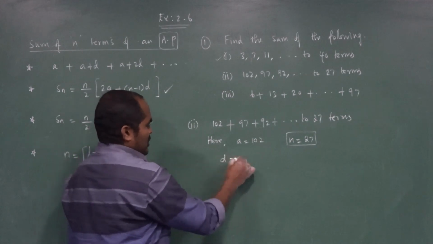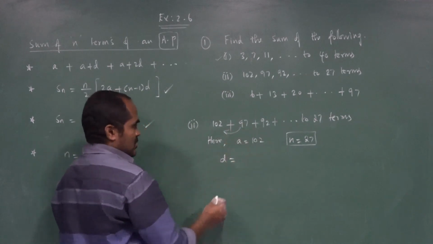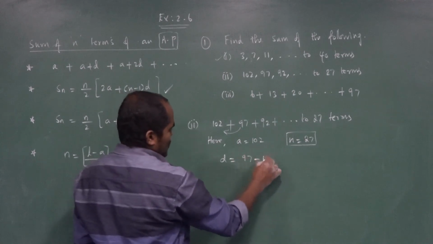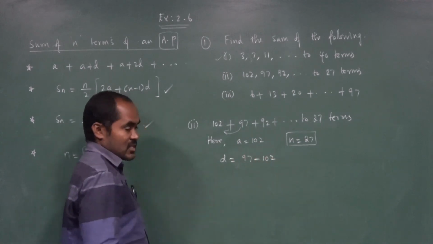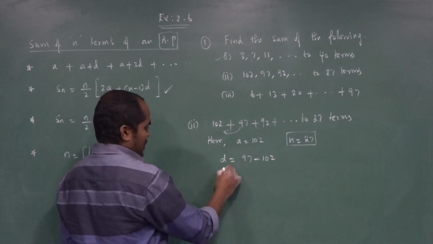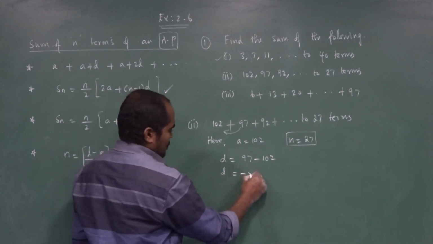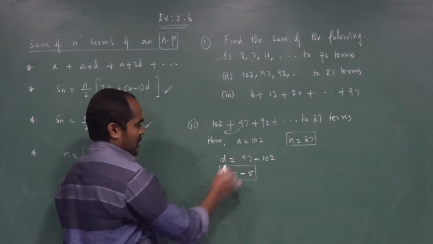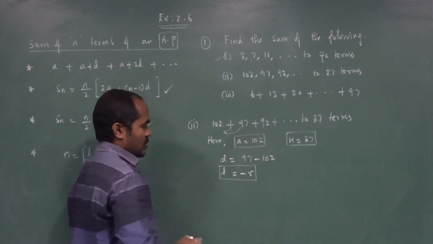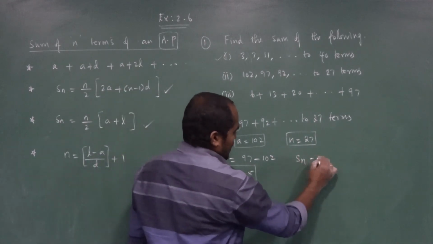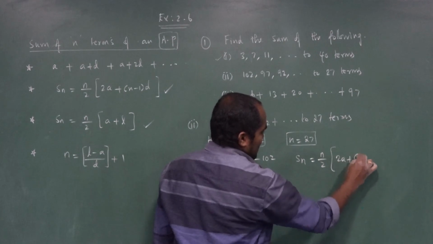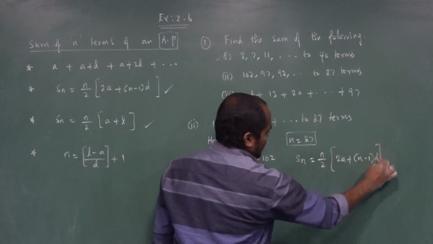So common difference means second minus first, or third minus second. So 97 minus 102. What is our difference? Minus 5. So we know the common difference and first term, so use Sn is equal to n by 2 of 2a plus n minus 1 into d.